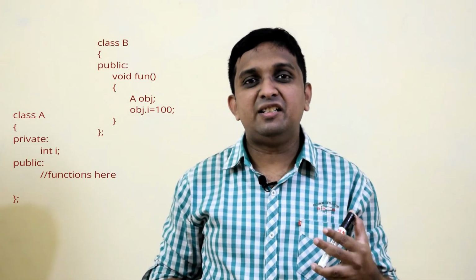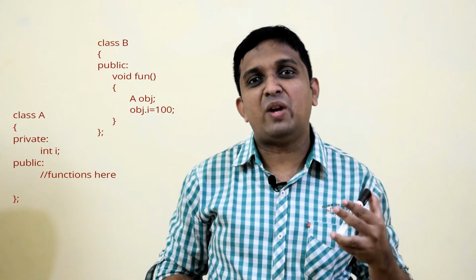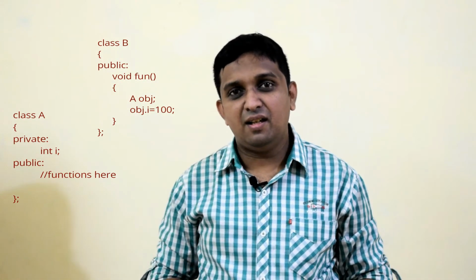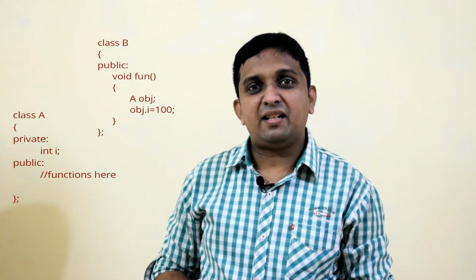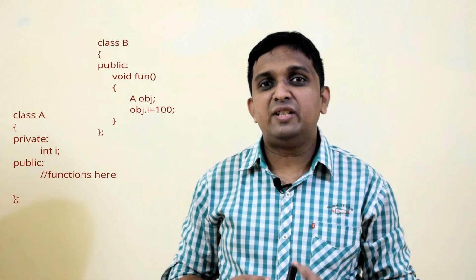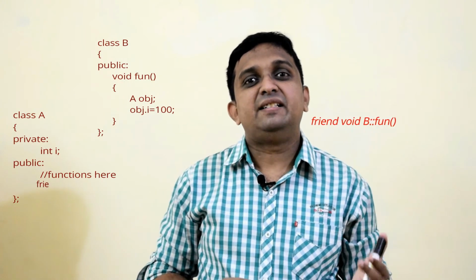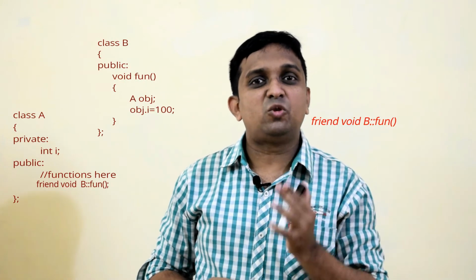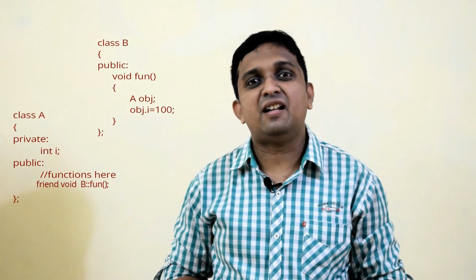Then second thing is a member function of one class as a friend of another class. Suppose class A is there, class B is there, private data member R is inside class A, and I want to access it in function fun, which is a member function of class B. Then for that I have to declare this fun function as a friend of class A. So how to do that? I will write void, then the name of the class to which fun function belongs, that means B, scope resolution fun, inside class A.